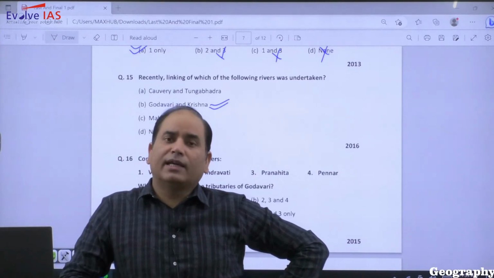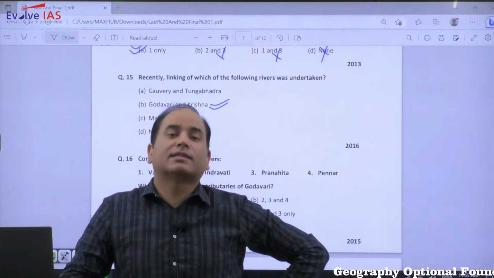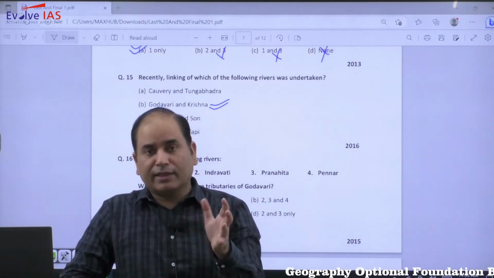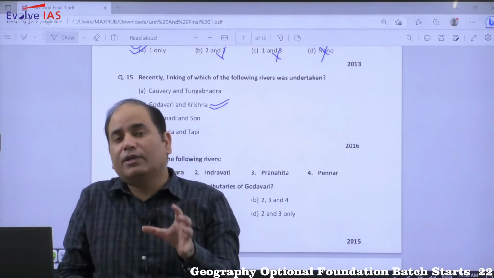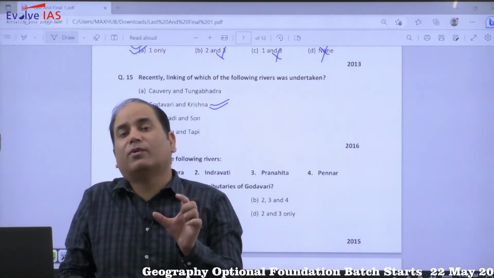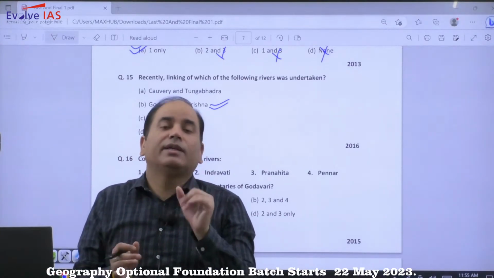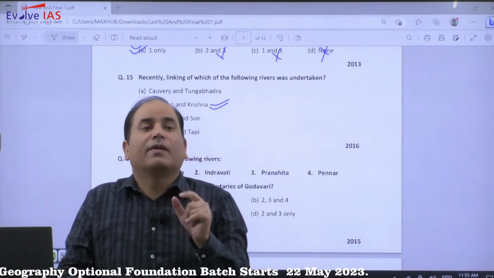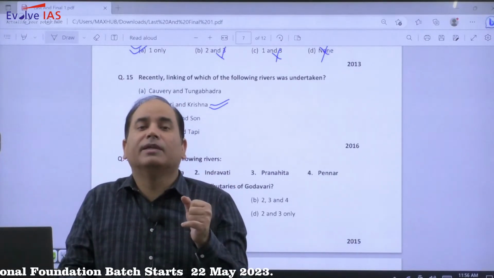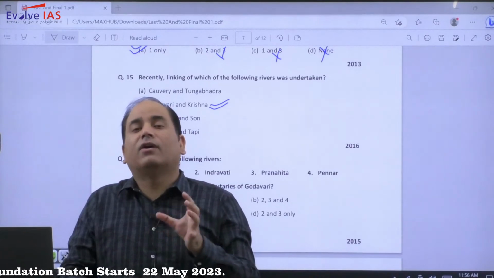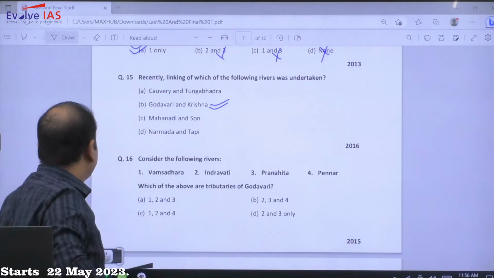But later on it came to light that rather than going for this large scale connecting of the Himalayan river with the peninsula, it is a good idea to connect the rivers at smaller distance. So Godavari can be connected with the Krishna, Ganga can be connected with the Yamuna, Chambal can be connected with the Betwa. So all this interlinking will be there. Alright, moving to the next question.